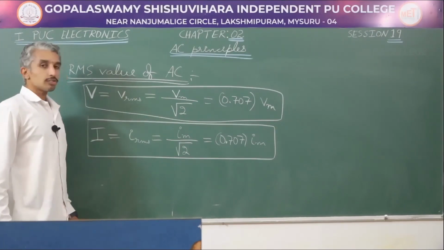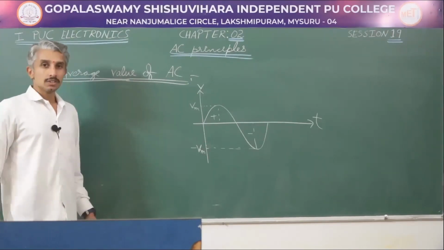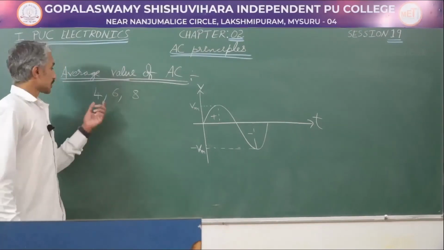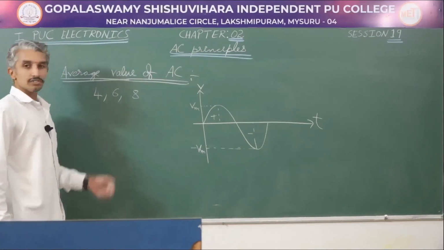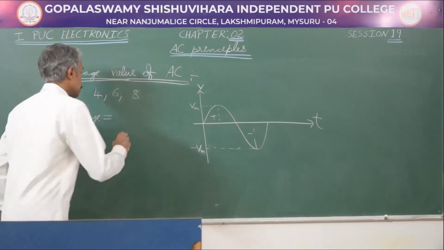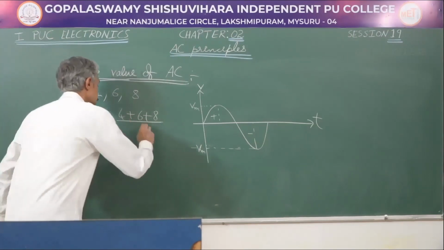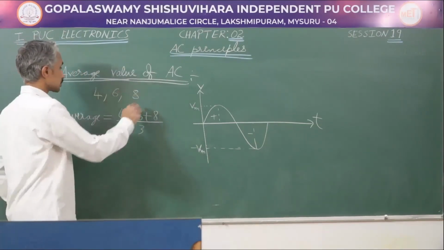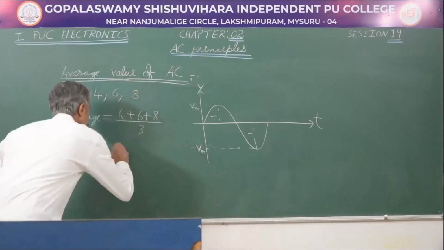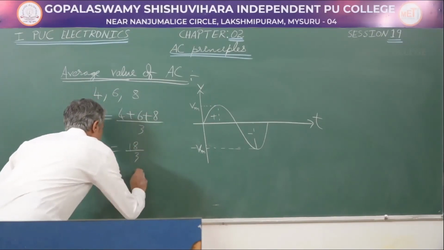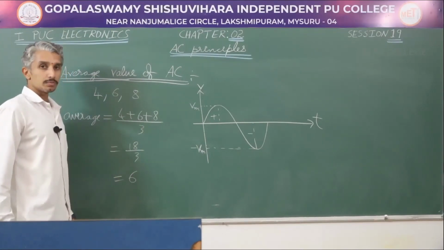Finally, we will see what we mean by the average value of AC. Before we try to understand the average value of AC, we will recall some mathematics. Let me take 3 numbers, for example 4, 6 and 8. If I have to find the average of these 3 numbers, how will I do it? The average is equal to the sum of the 3 numbers divided by the number of values, 3. 6 plus 4 is 10, 10 plus 8 is 18. 18 divided by 3, I get the average as 6. This is how we find an average value.